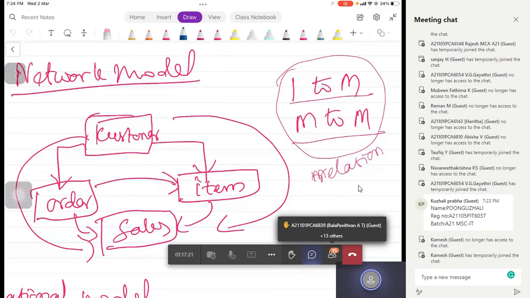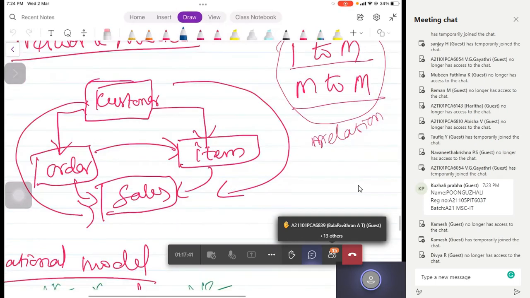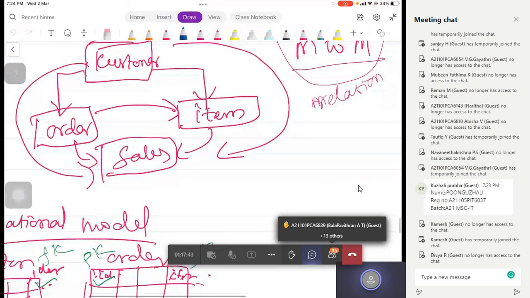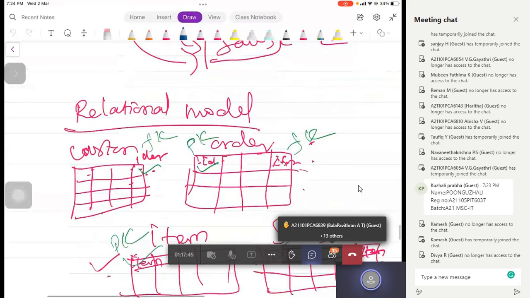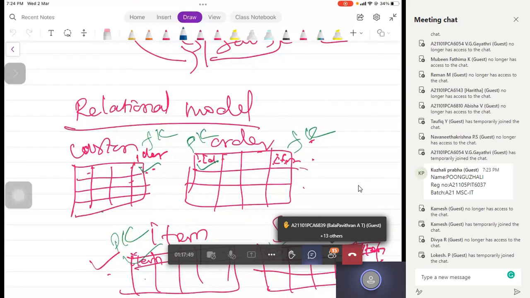From a customer, he may order in bulk or buy a single item, and that will be given as a sales detail. So an order may have more than one item detail and may be sold as one thing. Directly, the customer can buy also. So like that, there are many to many relations. And the relational model we already have. We have studied the customer, order, item and sales detail.